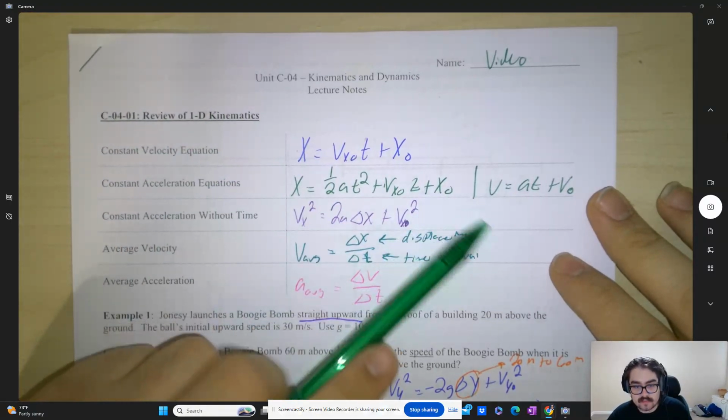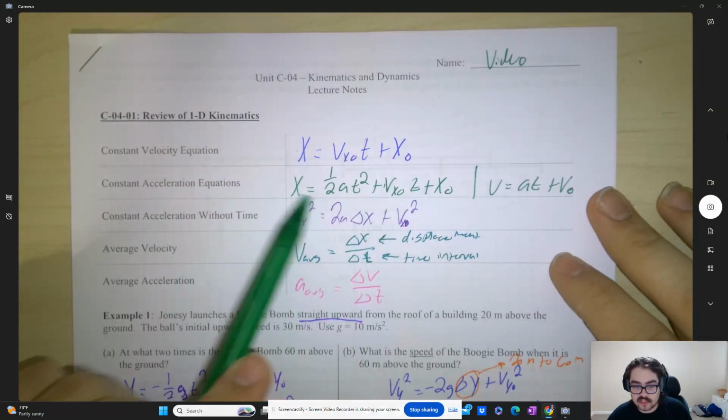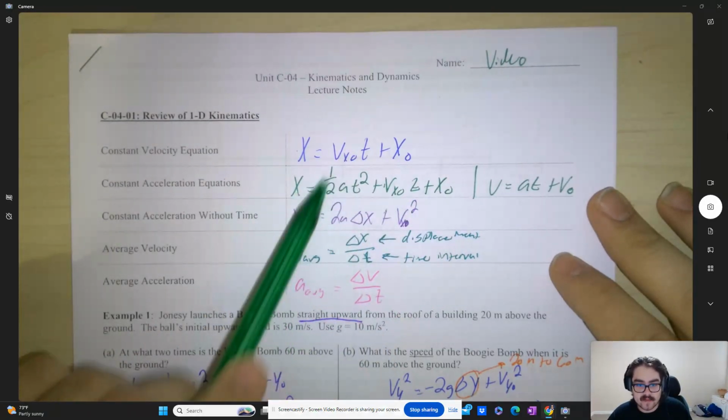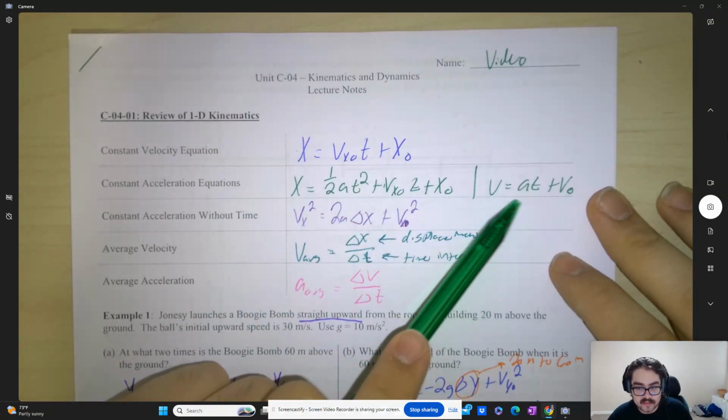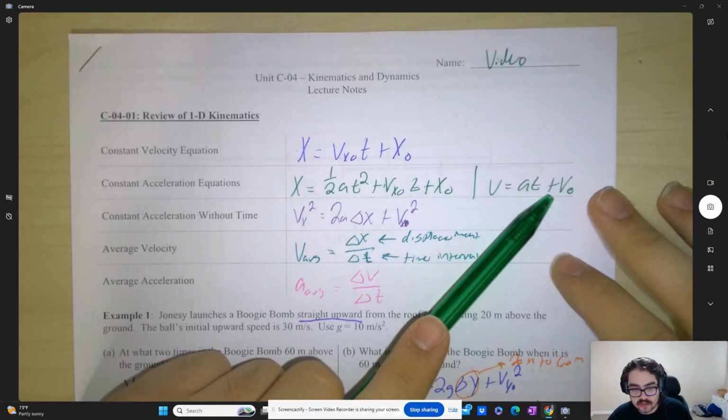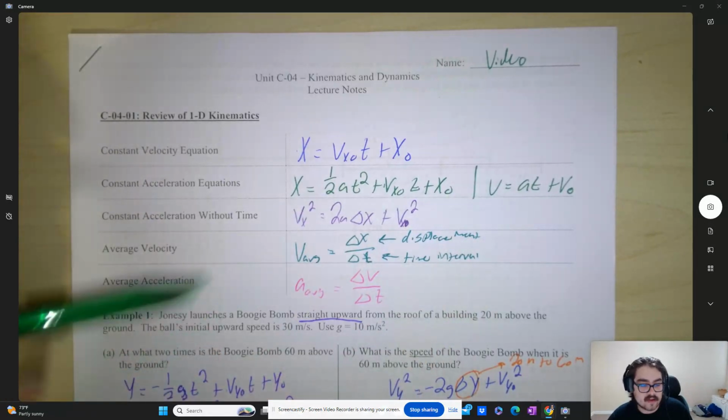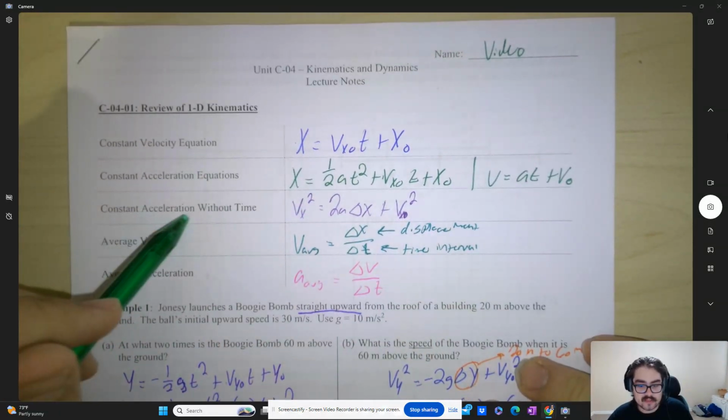These are cases where you have constant acceleration. This gives you position if you have constant acceleration, so you do have to add that factor of acceleration in there. And then you also have for your velocity, your velocity will be changing over time, so that's why we account for that here.